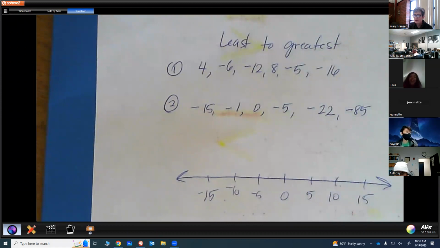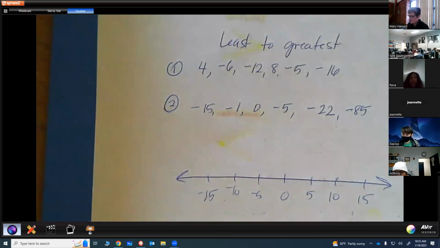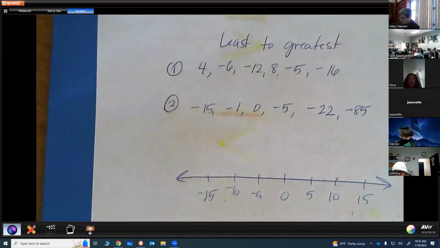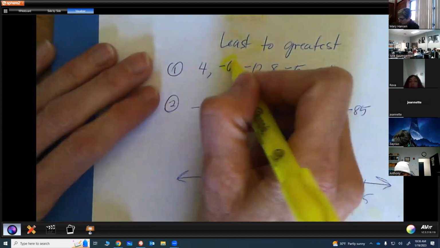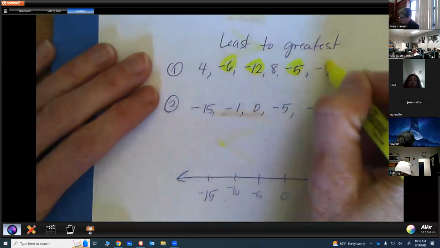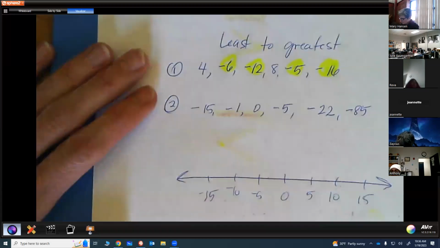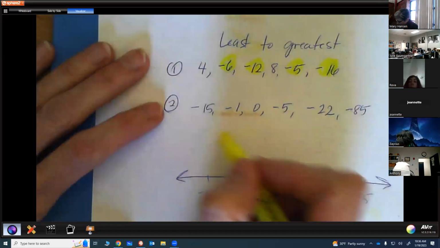All right, getting answers from lots of people. So we're going to go ahead and take a look at these. One thing that I find helpful is to maybe circle, highlight, underline, identify all your negative numbers. Because those are the ones you have to be most careful about.